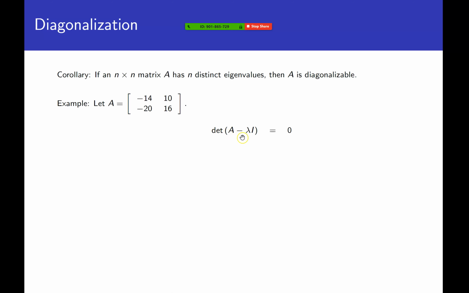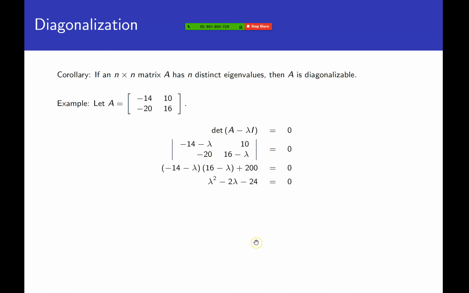And remember, this basically just says take lambda, subtract it off the diagonal, and then take the determinant. Okay, so when I subtract lambda off the diagonal, I get negative 14 minus lambda in the upper left corner, and 16 minus lambda in the lower right corner. And then we just take the determinant, so we do the product down the main diagonal, subtract off the product of the off diagonal. So we get that particular expression.